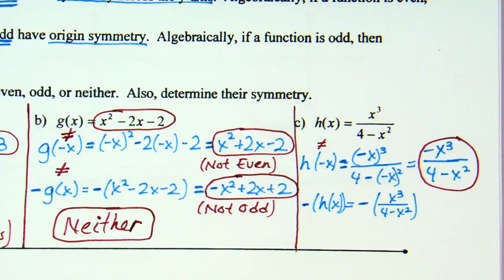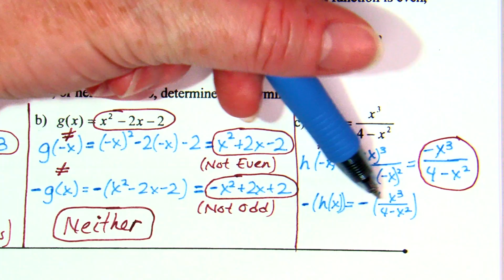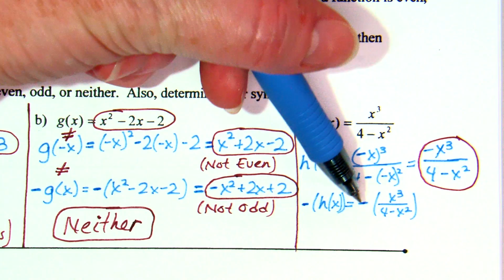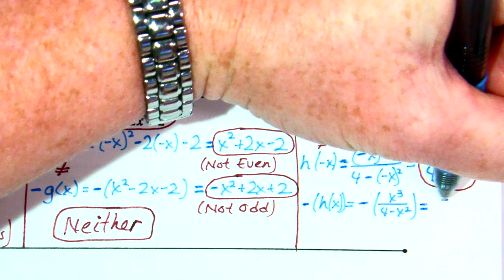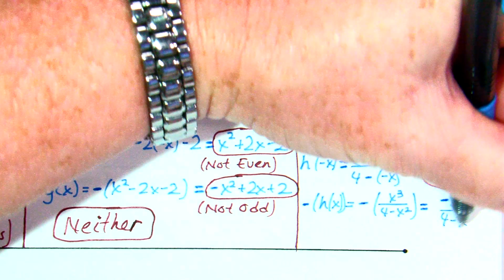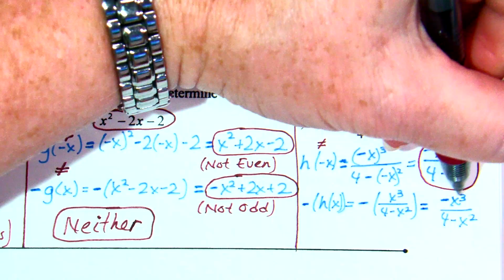Or maybe I should say, can they be written the same? I have a choice with this negative. Do I want to multiply it to the top, or do I want to multiply it to the bottom? Well, what's it going to make it look the same? You multiply it to the top. So negative x cubed over 4 minus x squared. So what do we know? This is odd.